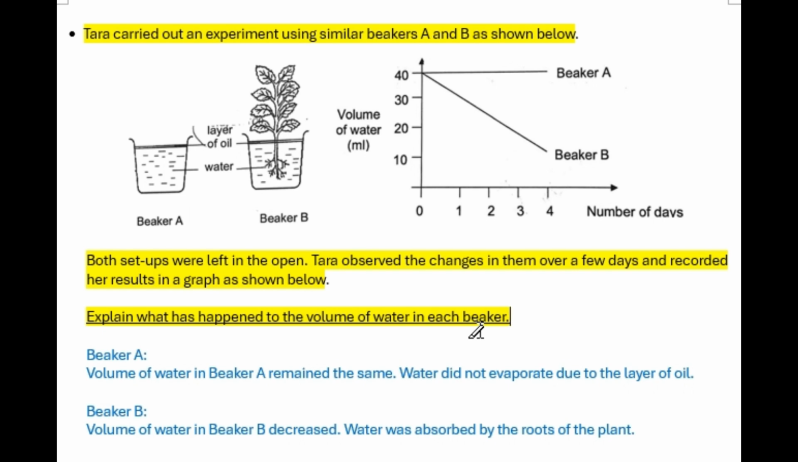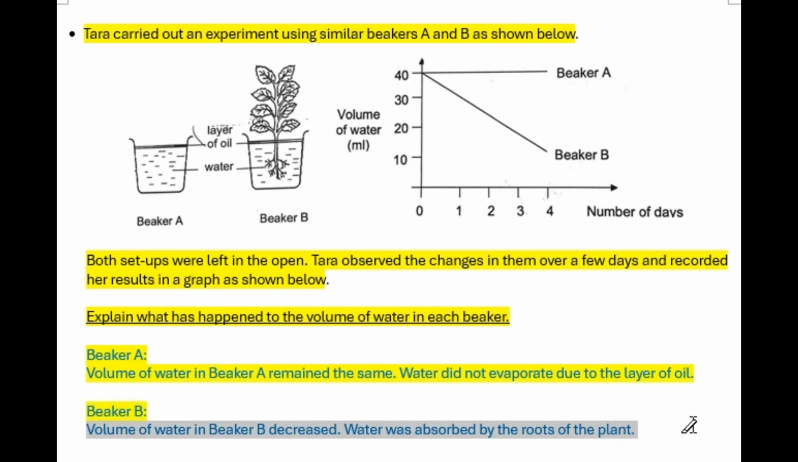Beaker A. Volume of water in beaker A remained the same. Water did not evaporate due to the layer of oil. Beaker B. Volume of water in beaker B decreased. Water was absorbed by the roots of the plant.